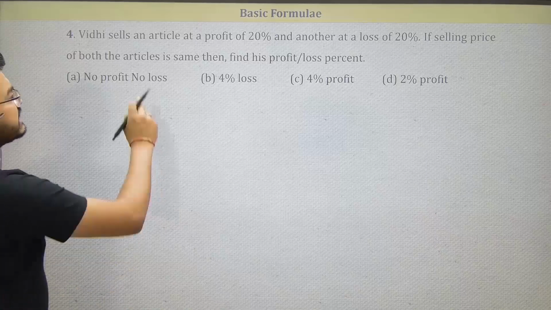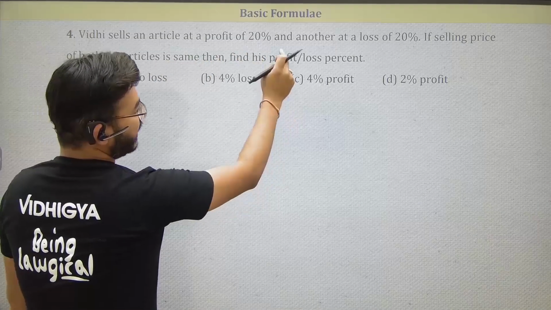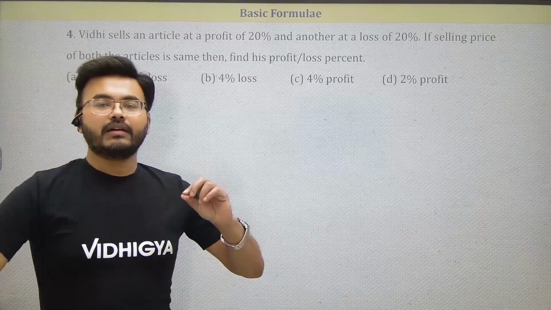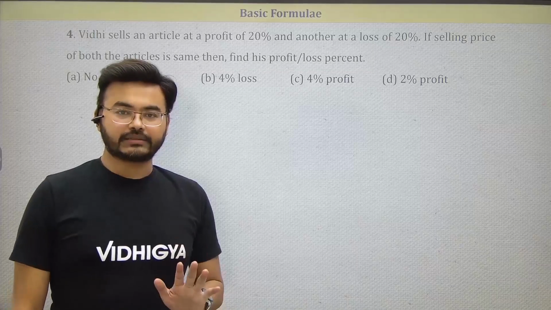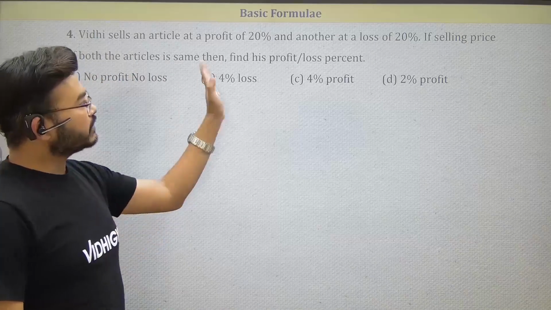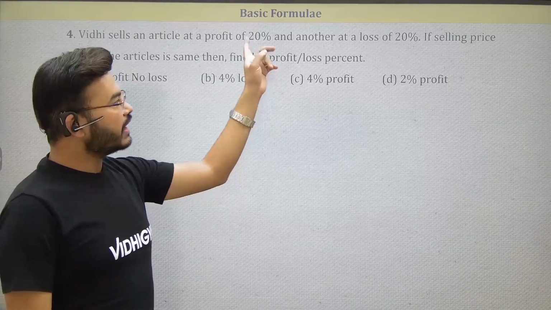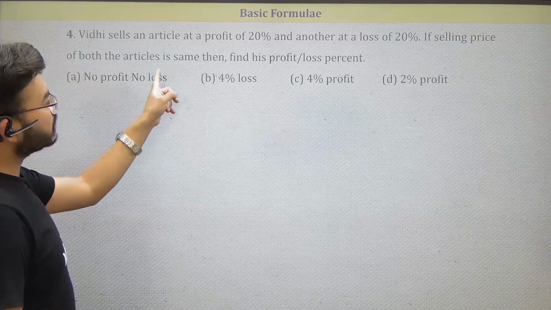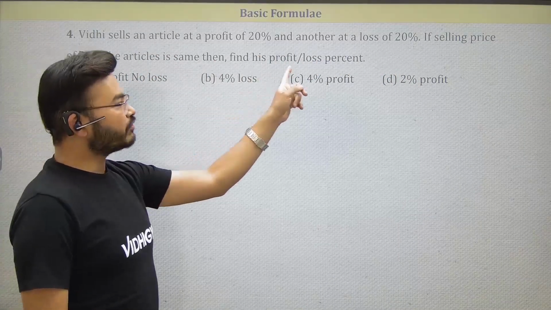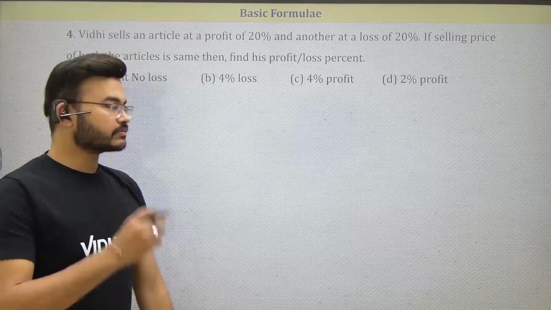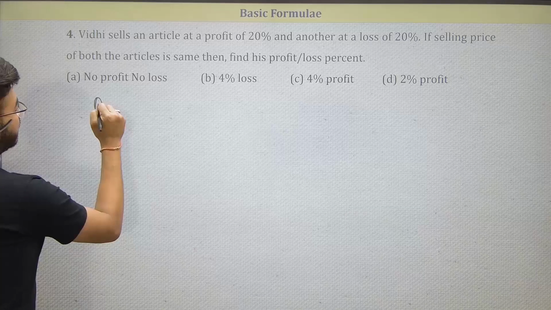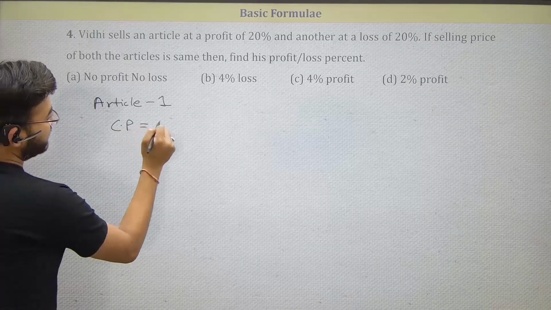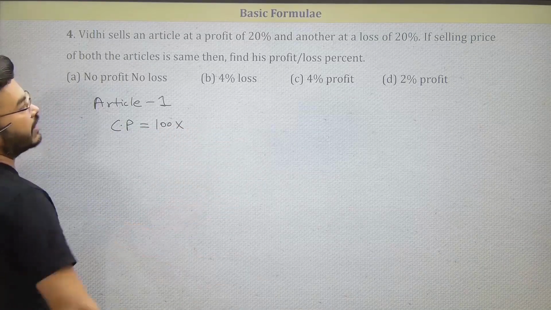Next, Vidhi sells an article at a profit of 20% and another article at a loss of 20%. Rather, we are given the profit on selling article 1 and a loss on selling article 2. If selling price of both the articles is the same, then find his profit or loss percent. Simply, let's talk about article 1. Let's say its cost price is 100 times x.